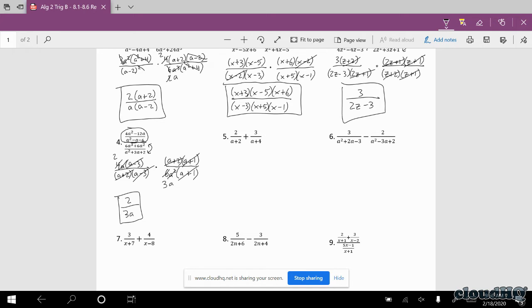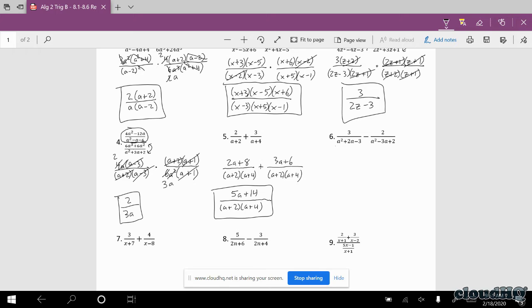Number 5, I need the least common denominator. I'll have to include an a plus 2 factor and an a plus 4 factor. So I have to multiply the first numerator by a plus 4. So distribute the 2, I get 2a plus 8. Second fraction, I already had the a plus 4, so I brought in the a plus 2. So multiply 3 times a plus 2, gives me 3a plus 6. Combine like terms, 5a plus 14. That numerator does not factor, so there's the answer.